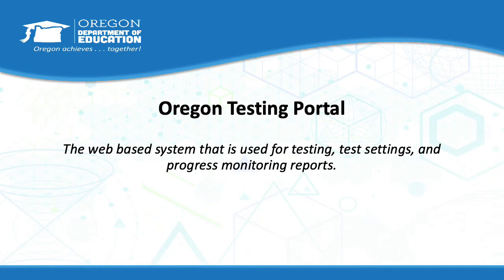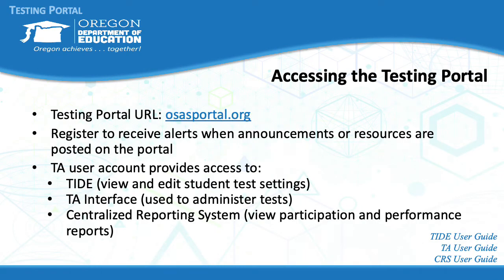In the following section, we will provide an overview of Oregon's testing portal. The Oregon Statewide Assessment System portal is accessible to users by visiting osasportal.org. Students only use the portal to access the sample test. Announcements that impact the portal or testing are posted to the landing page, and anyone may register to receive automatic alerts for these announcements. A TA user account includes access to multiple components within the OSAS portal.